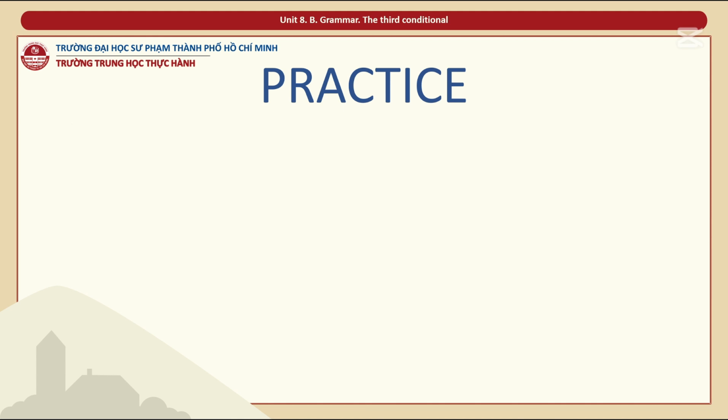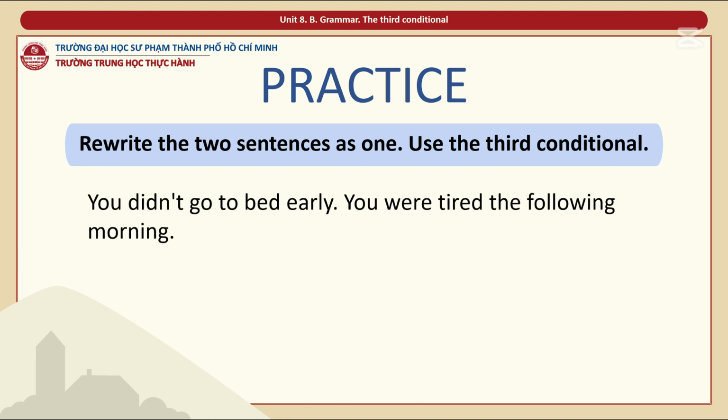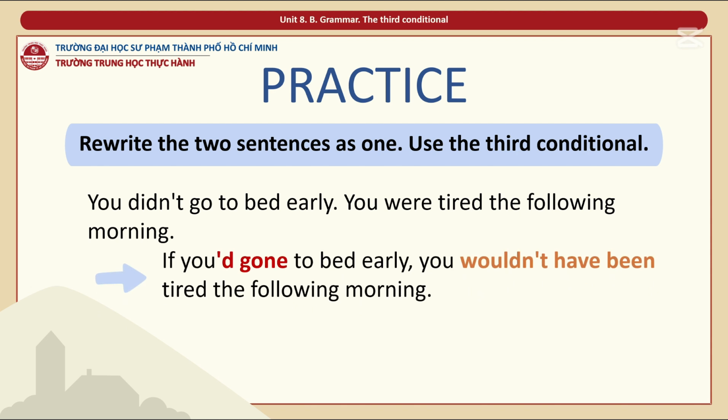Now, you're going to rewrite the 2 sentences as one. Use the third conditional. Let me do an example for you. So here we have, you didn't go to bed early. You were tired the following morning. We will write it like this. If you had gone to bed early, you wouldn't have been tired the following morning. Okay, now it's your turn.